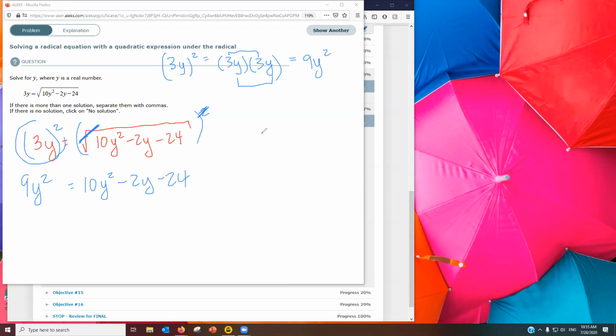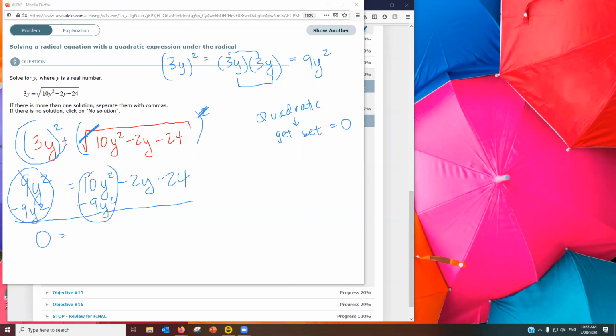Well, notice this is a quadratic equation. And for a quadratic equation, first step, let's get the equation set equal to 0. For that, I'm going to subtract 9y squared from both sides, so I can get a 0 on the left side. 9y squared minus 9y squared is 0. Here I have 10y squared minus 9y squared. That's just 1y squared. All right, now I have a quadratic equation that's set equal to 0.